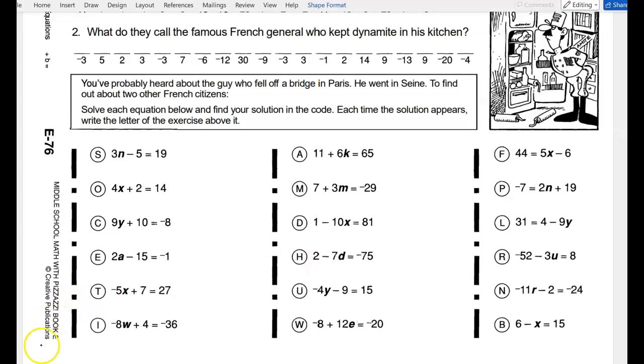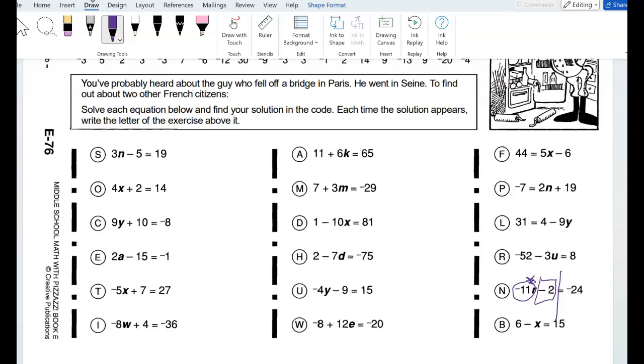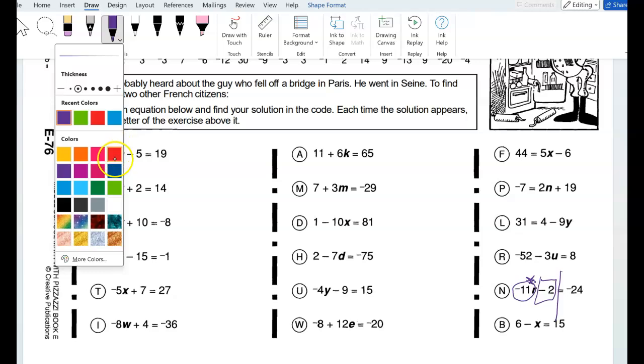All right, so we're going to start with drawing a vertical line through the equal sign. We're going to star the variable, and we're going to box the number without the variable, put a circle around the number that does have the variable, and we're circling the sign. We want to move the number in the box.